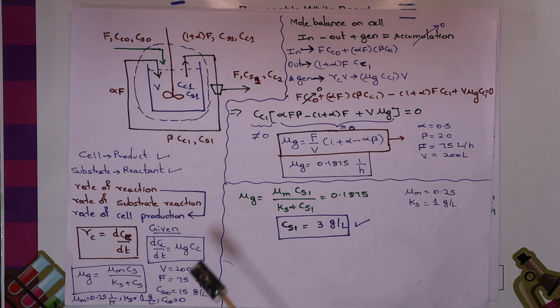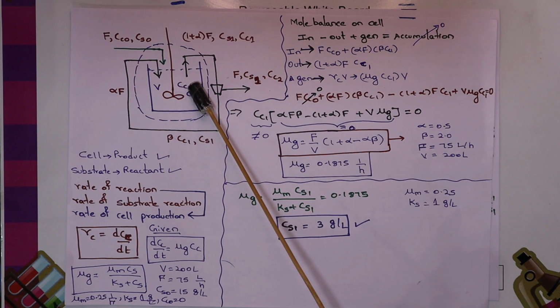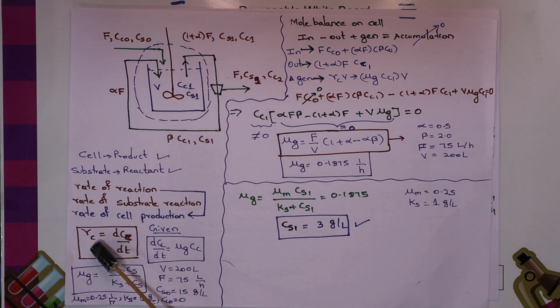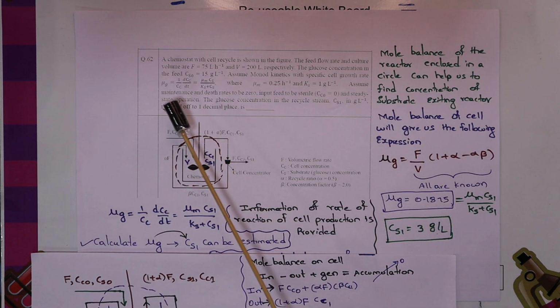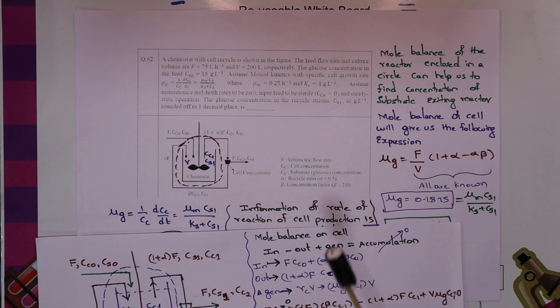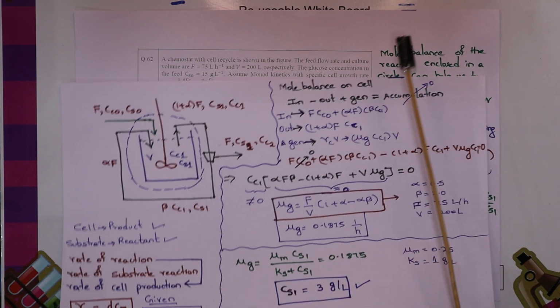The concentration of the cells in the reactor is Cc1. So you have to take Rc in the reactor as dCc1/dt. What is dCc/dt? It is nothing but mu g times Cc. Okay, it is already given. How is this given? You can see dCc/dt is nothing but mu g times Cc. What is mu g? Mu m into Cs by Ks plus Cs.